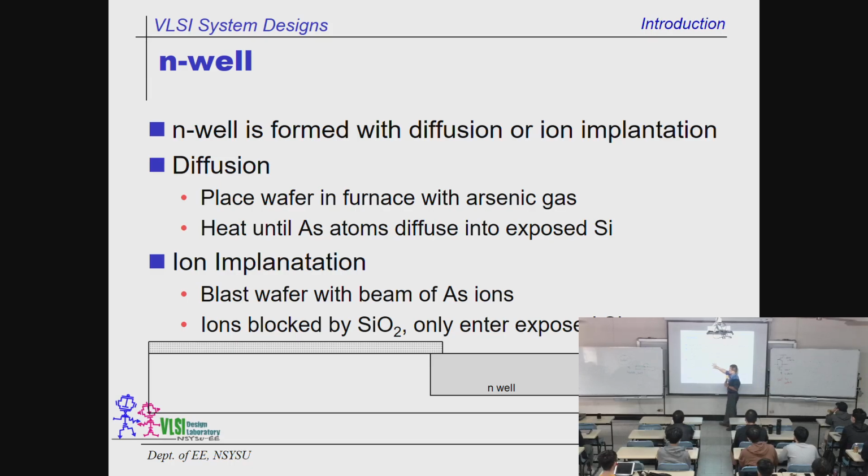So recently, every foundry uses ion implantation. You use something like a laser gun to blast the wafer with a beam of arsenic ions. These ions will be blocked by the silicon dioxide. So the quality is better. I'm not only talking about the time being shorter, I'm also talking about the quality: the homogeneity is better.